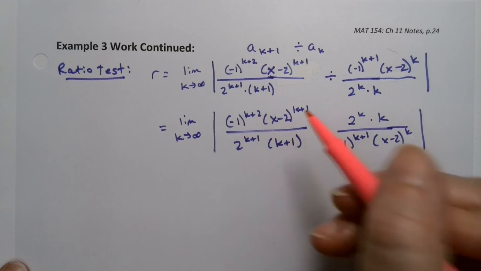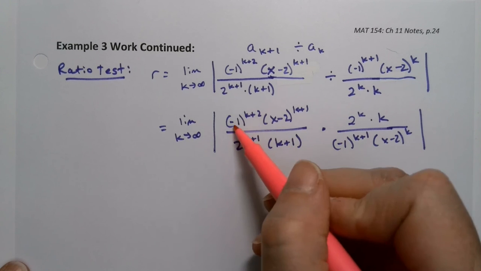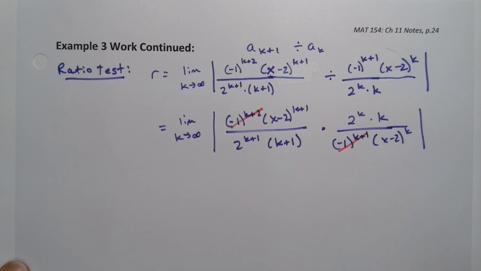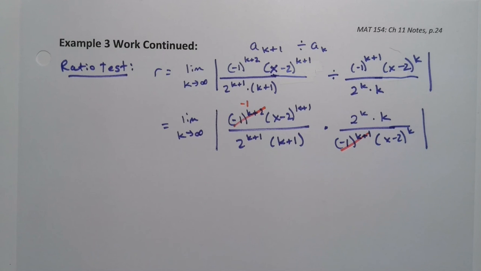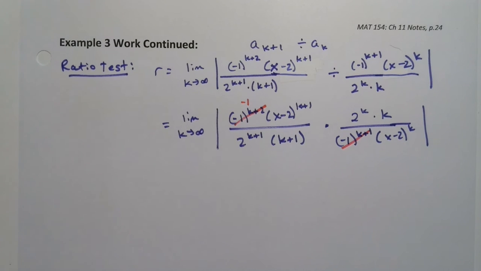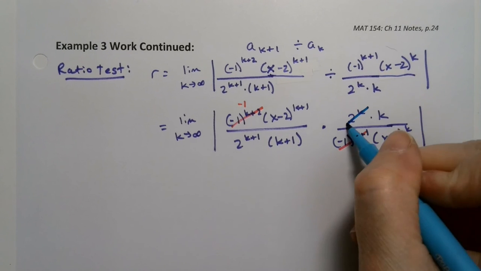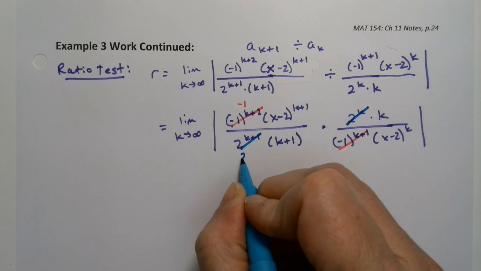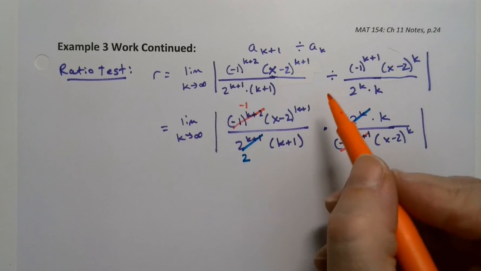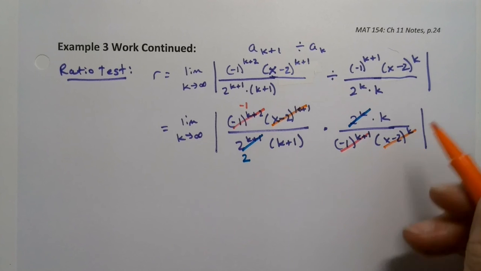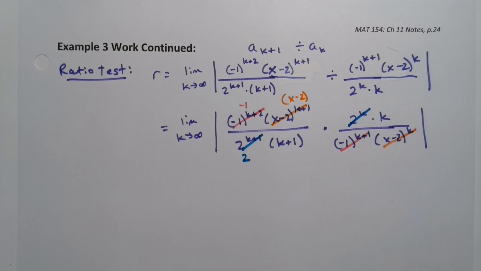Let's see. The negatives are kind of irrelevant anyway, because of the absolute value. So you can kind of just knock them out of there. Technically, you're left with a negative 1 right here, but it won't make any difference because you're inside an absolute value anyway, so who cares? Then you have the 2 to the k and the 2 to the k plus 1, which is just going to leave you a 2 down there. Then you have x minus 2 to the k plus 1 over x minus 2 to the k, which is just going to leave you x minus 2 right up here, and then k over k plus 1.